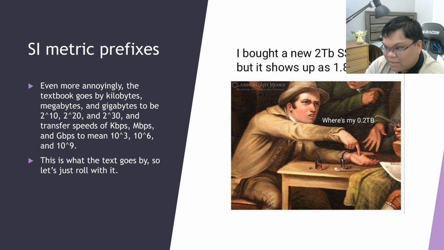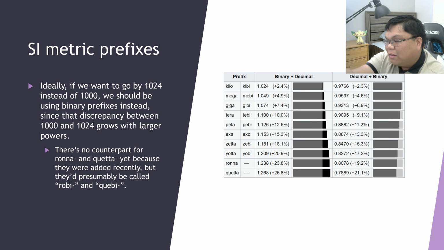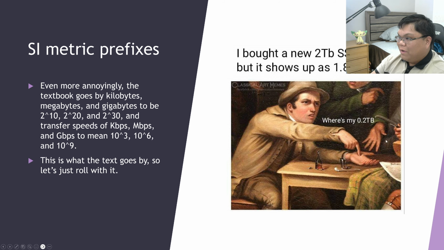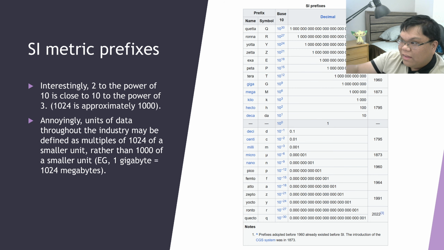This is just what the text goes by. This is the industry standard, so let's go with it, even though I really think we should ideally be using these to make it absolutely clear what we're talking about, and we don't have this weirdness happening where you buy a 2 terabyte SSD and where's my 2 terabytes? Where's my 0.2 terabytes? You know, yeah. So this is what the textbook uses, and if you ever wanted to memorize all of the SI prefixes, QR code, Yoda Pez Dispenser. There you go.